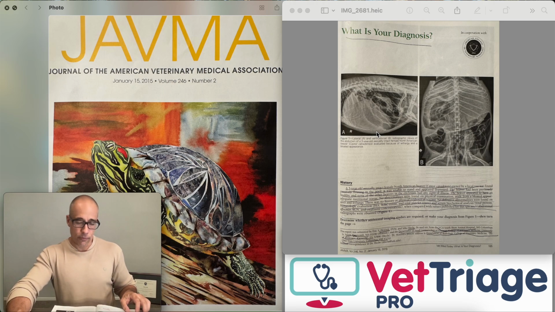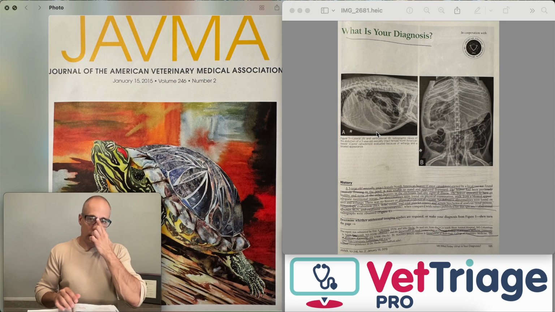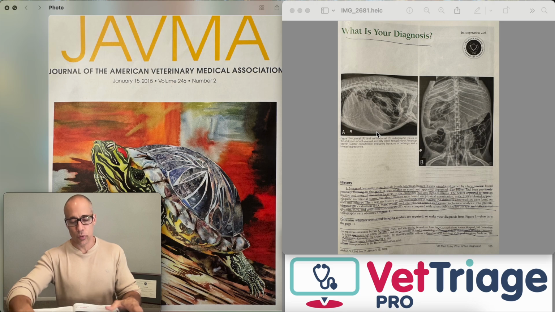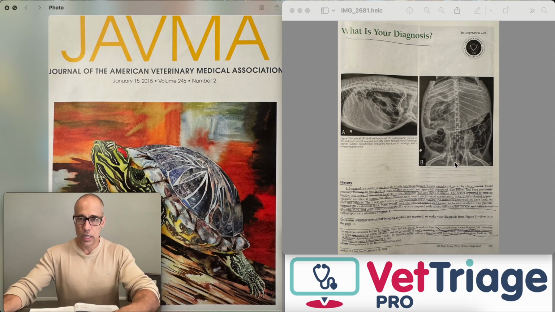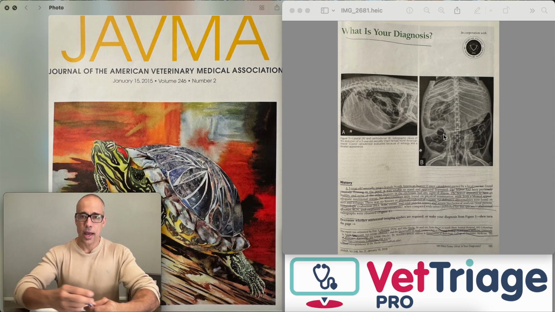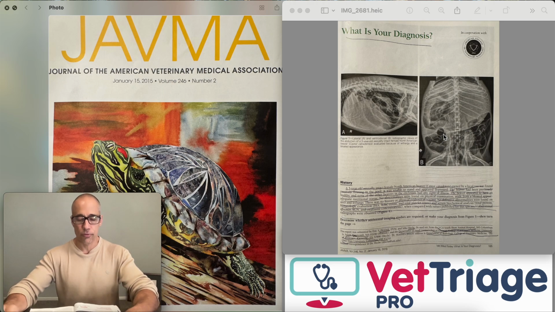So for veterinarians, this is a good study, even though it's a beaver and most of us don't see beavers, for interpreting GI radiographs and how you differentiate between all these different differentials.